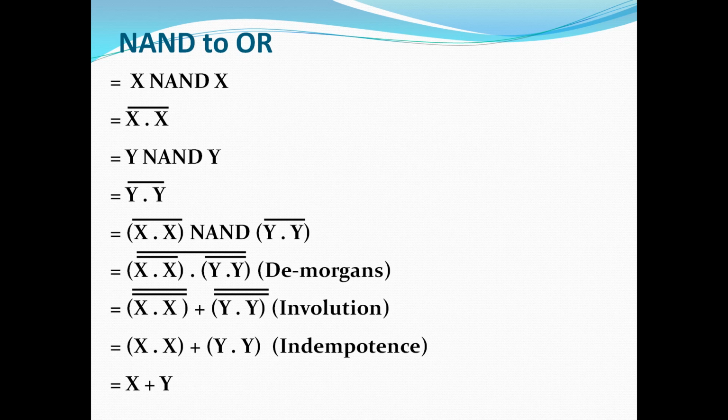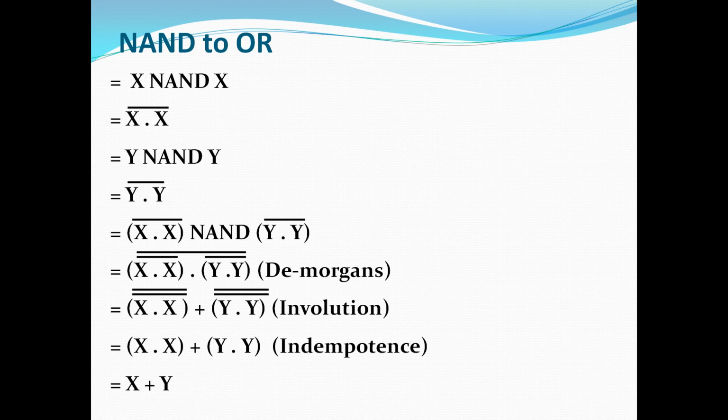When you are going to reduce that one, first we have to apply De Morgan's theorem. When you apply De Morgan's theorem, that main line will be broken. It will be x dot x double dash plus y dot y double dash. Output will be x dot x double dash plus y dot y double dash.